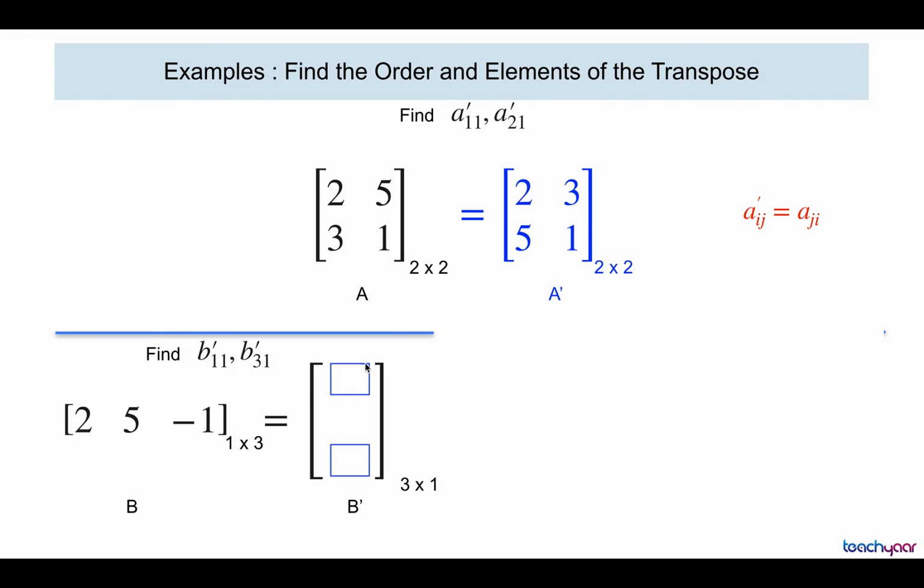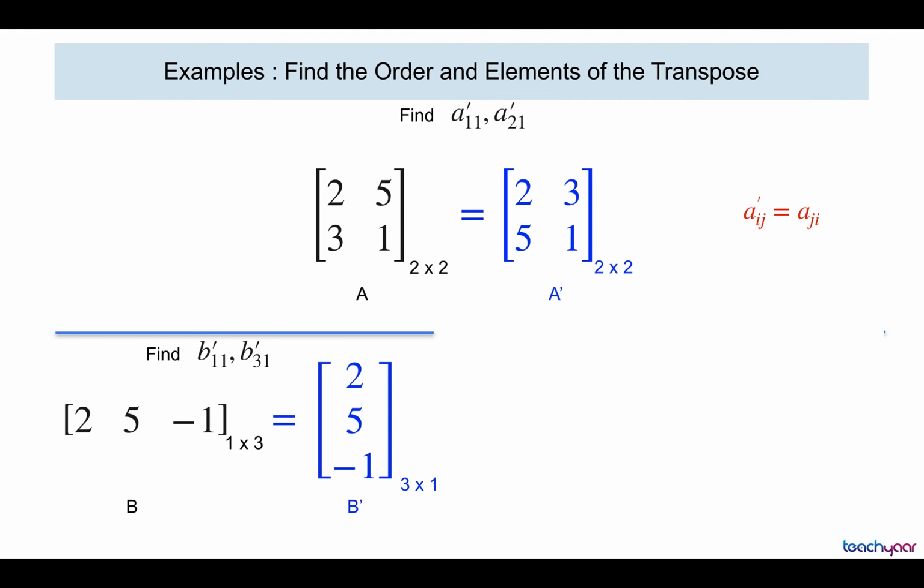Now let's find the first element, B bar 1 1. Now again, very simple, B bar 1 1. So you flip it, it's B 1 1, which is this element. So it's 2. And then you have B bar 3 1. So that's third row, first column. Flip it, it is B 1 3, minus 1. And so you're done with that. Now can you find the remaining element? You should be able to. It should take only a fraction of a second, and that's 5.